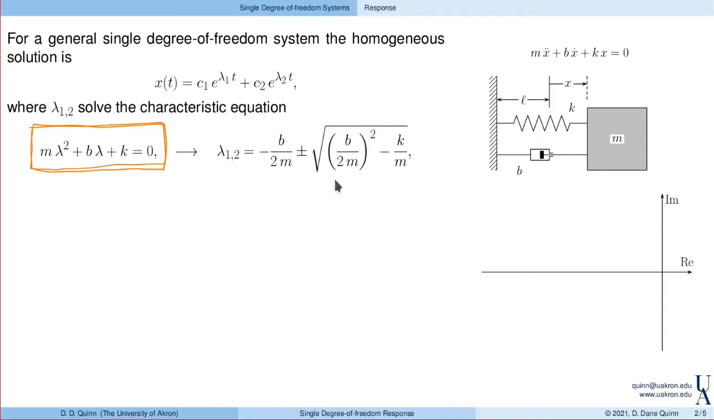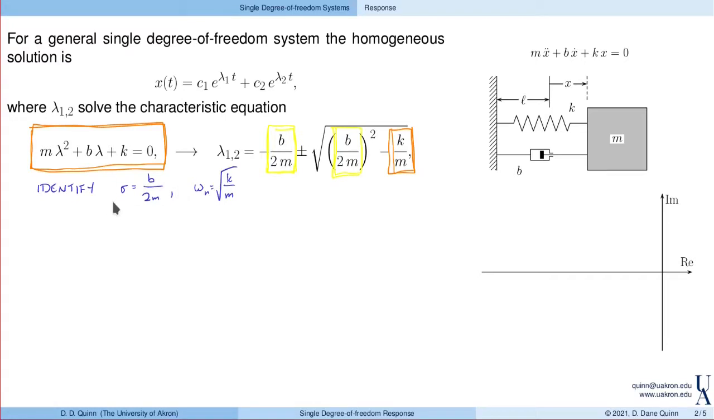In particular, I want to notice that we really just have two groups of parameters. If you notice, we have b over 2m, which sits here, but it also sits inside this square root. And then the second group of parameters that we have is this one here, k over m. So we'll identify this first group as sigma. So sigma is b divided by 2m. And then this second group we'll identify with omega n. So in particular, omega n is going to be the square root of k over m.